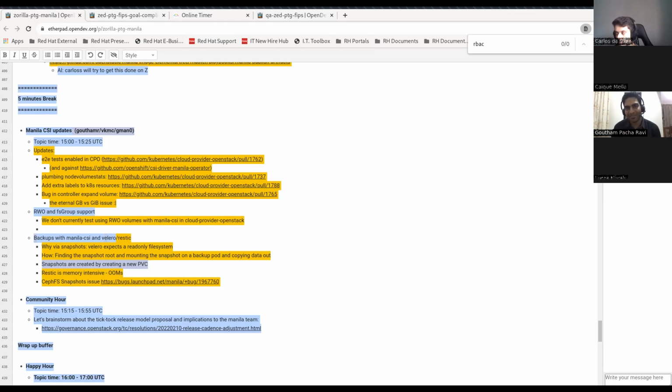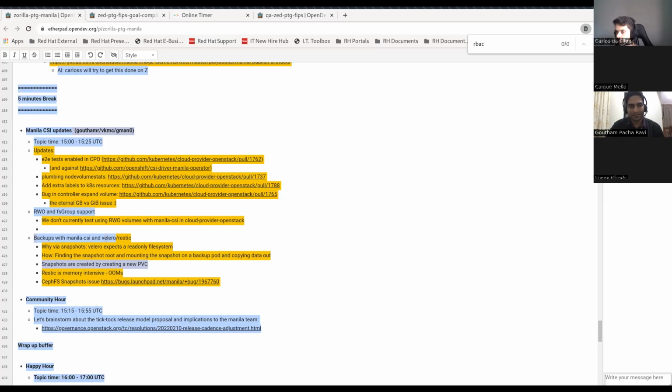And I thought it was acceptable, except I wanted to bring it up again with the community and with Robert in specific, because for us in the upstream cloud provider OpenStack, we've never really tested or claimed support for RWO volumes.